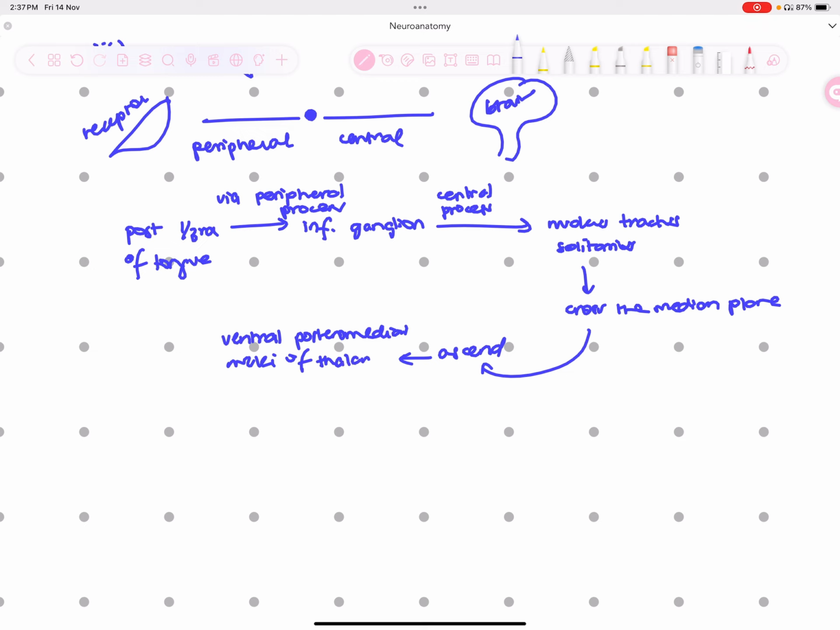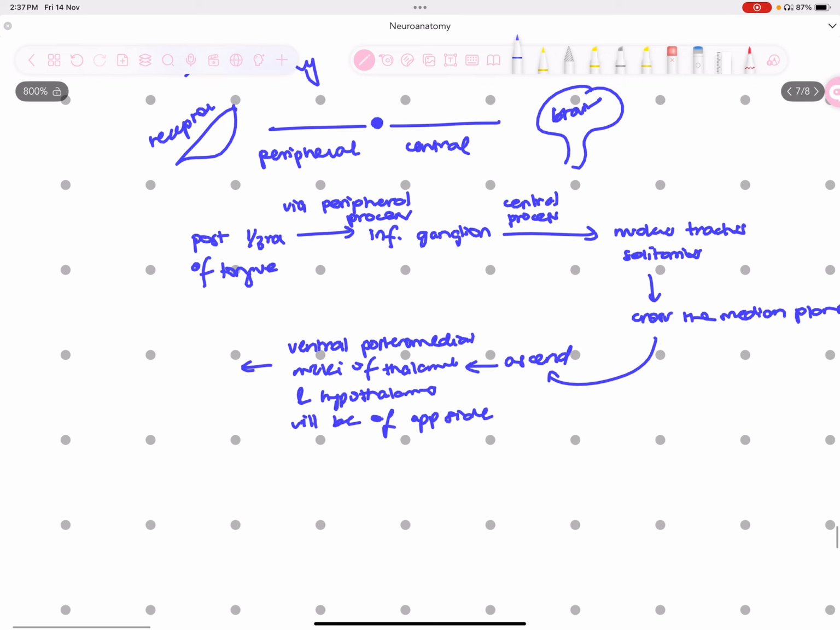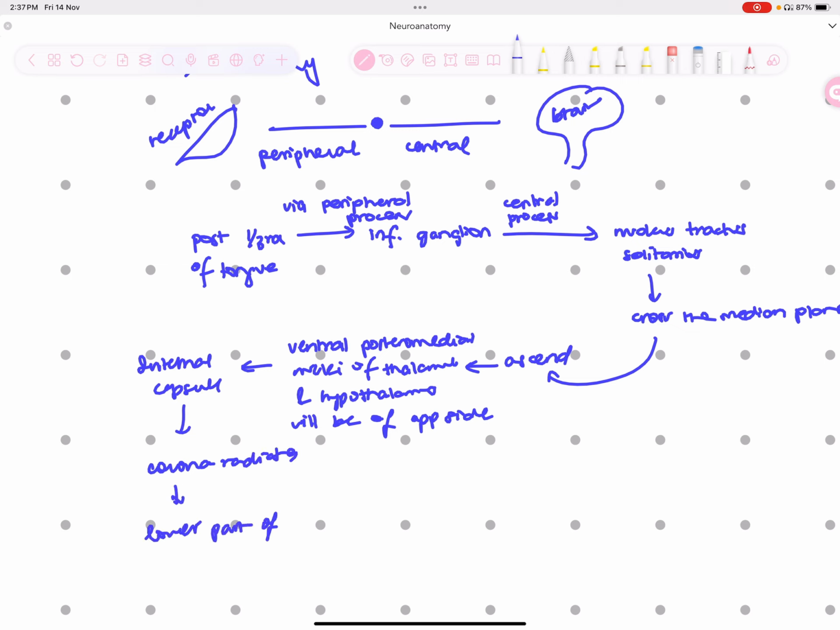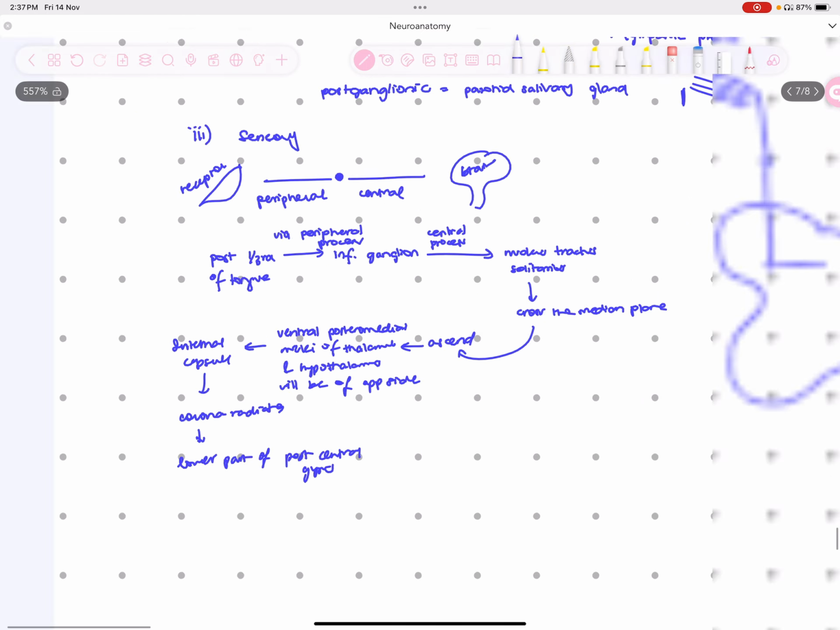thalamus and hypothalamus. But bear in mind that this thalamus and hypothalamus will be of the opposite side, right? Not the same, so it's contralateral. And then from here, it's going to go towards the internal capsule, then corona radiata, then the lower part of the postcentral gyrus. Yes, so that's how it's going to reach.